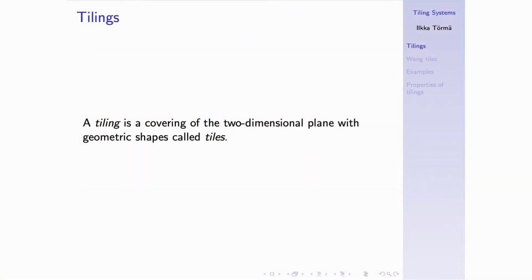So the basic object in tiling systems theory is a tiling, and it means a covering of the two-dimensional plane, like an infinite flat surface with tiles, and tiles are geometric shapes basically, and the covering must be exact, the tiles don't overlap, and they cover every point of this surface. You can think of your bathroom wall with some ceramic tiles.